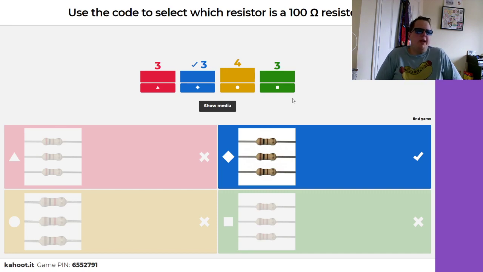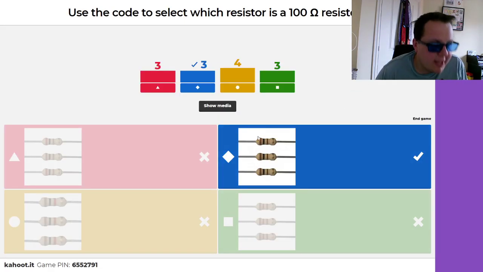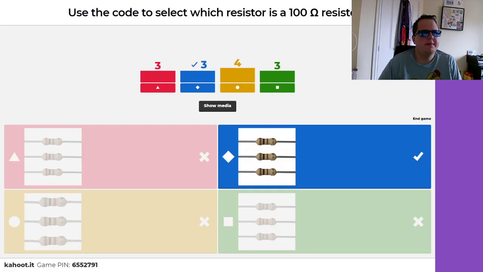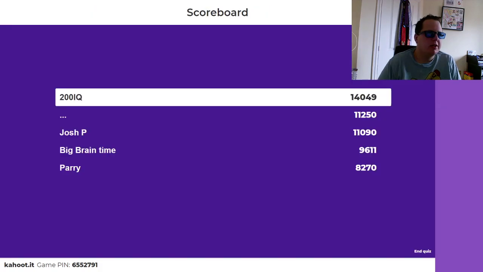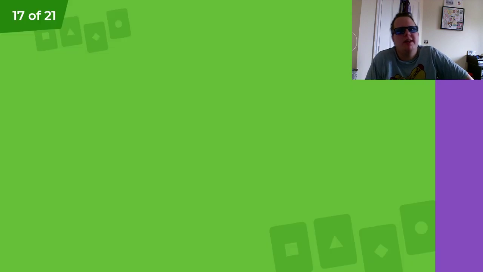Alright, well done, 3 people. Yeah, that's our 100 ohm resistor, because you go brown 1, black 0, and then it's brown again. So 1, 0, so 10 times by 10, 100 ohms. Okay, so what's that done to our scoreboard? Well done, 200 IQ, the only one on the top 5 to get that right.